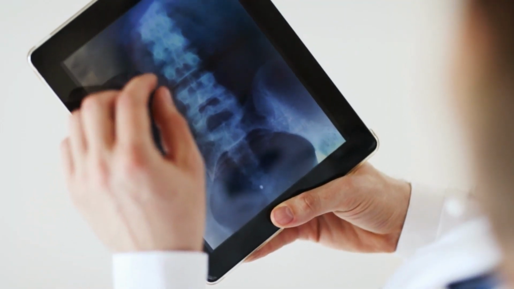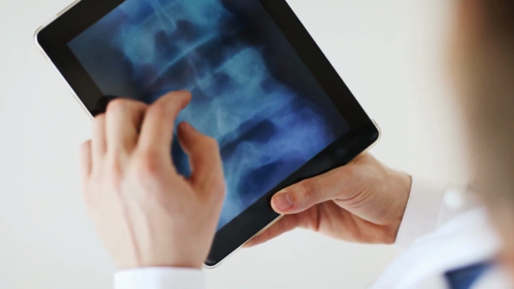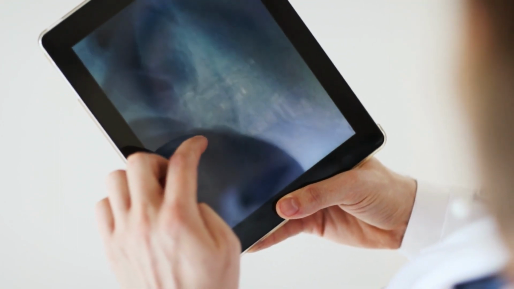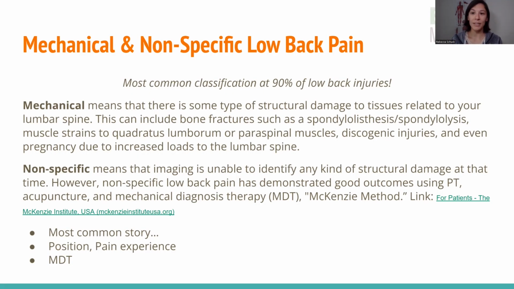Now, nonspecific means that there is no tissue damage found in an MRI or X-ray from your radiologist. This is actually more common than the mechanical classification, where somebody comes in to see a physical therapist in excruciating pain, but the radiologist has an impression on their MRI that there is nothing significant to report.